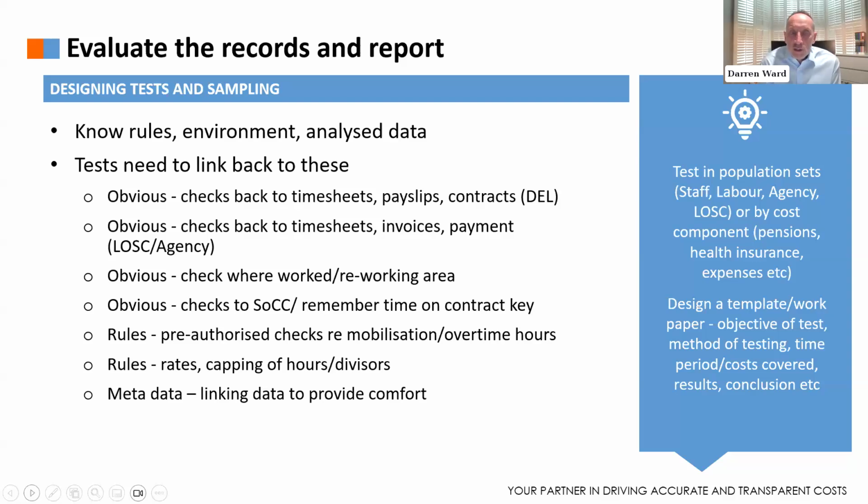What you've got to work out is which of these tests you do per population. What am I doing for staff? What am I doing for labour? What am I doing for agency? And as you go down these and identify the tests that you want to do, work out the ones you don't need to do because you've got confidence in that first line of defence and really effective controls.